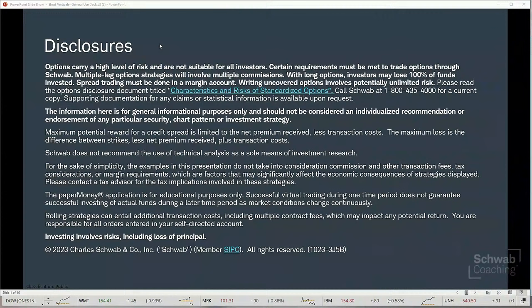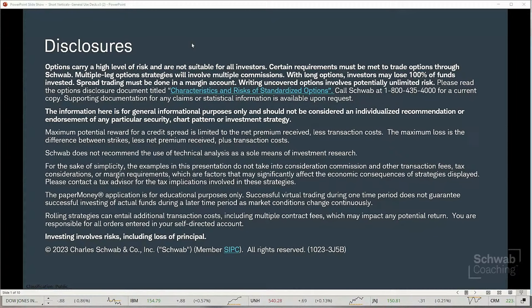Just to remind investors that options do carry a high level of risk and are not suitable for all investors. The information we present here is for general informational purposes only and should not be considered an individualized recommendation or endorsement of any particular strategy, chart pattern, or investment strategy. Do keep in mind that for the sake of simplicity, the examples in this presentation do not take into consideration commission and other transaction fees. We also use a paper money software application for this. This is for educational purposes only. We want to remember that successful virtual trading during one time period does not guarantee successful investing of actual funds during a later time period, as market conditions do change continuously.